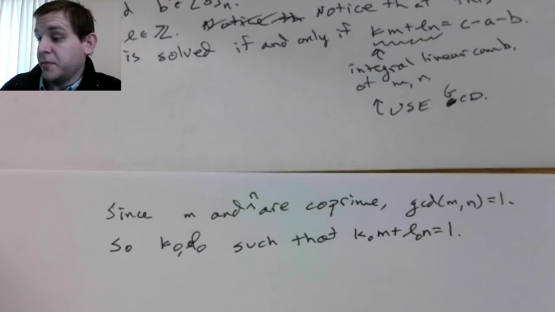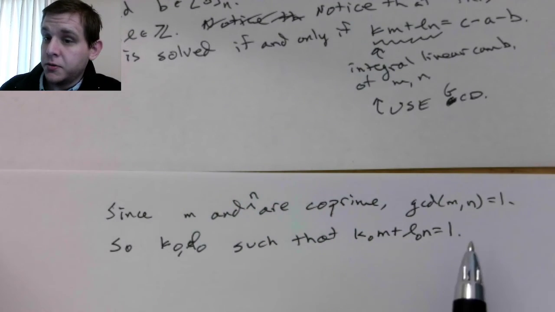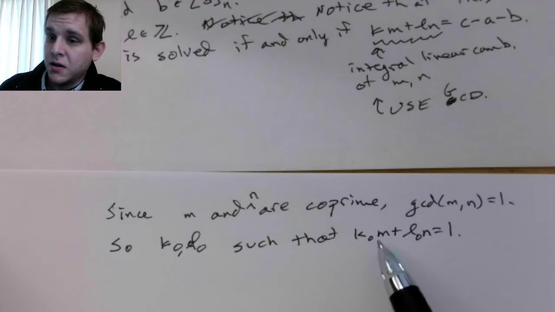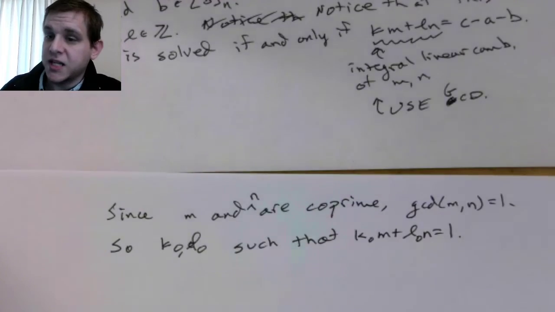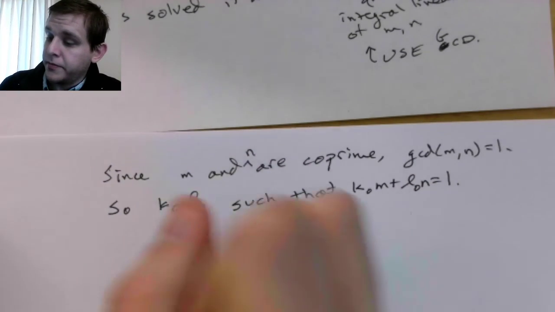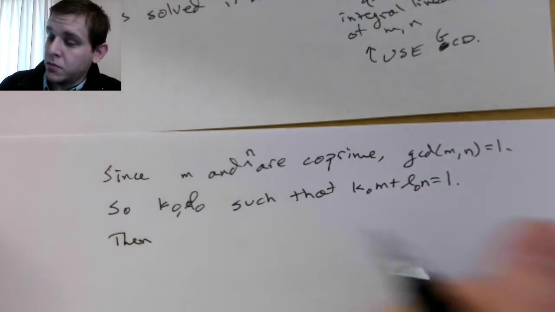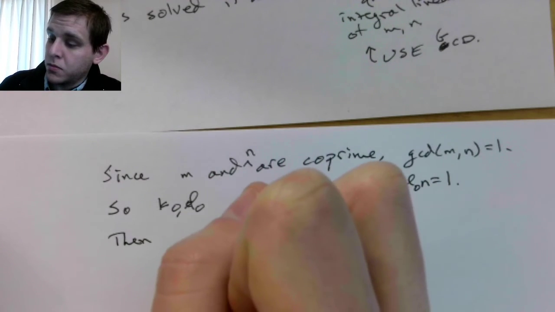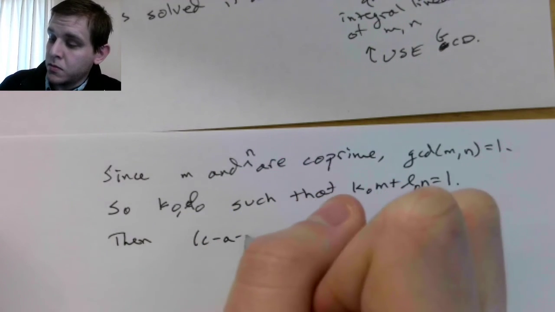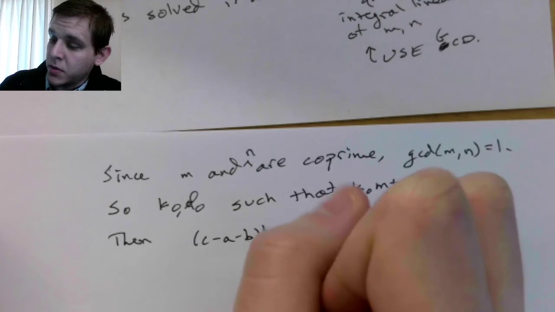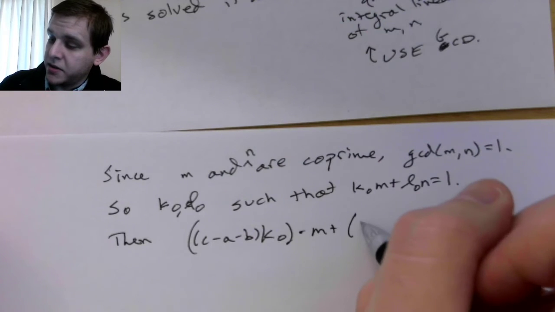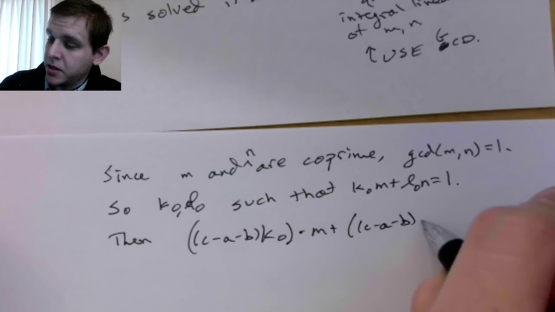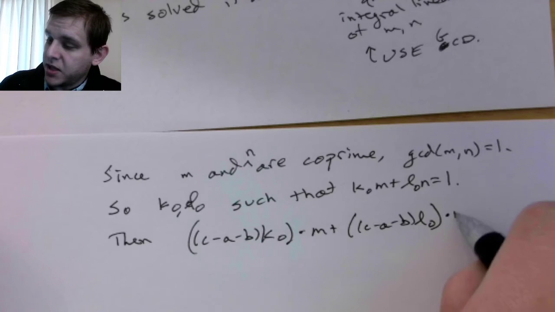And now I'm basically done, because what do I need to do to get this to be this? I just multiply both sides of this equation by C minus A minus B. K naught times M plus C minus A minus B L naught times N is just C minus A minus B.